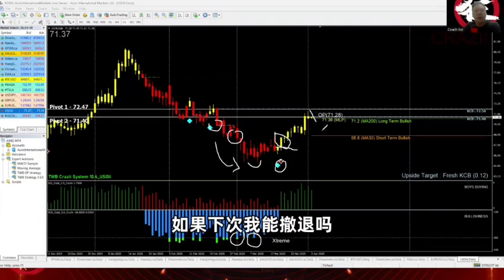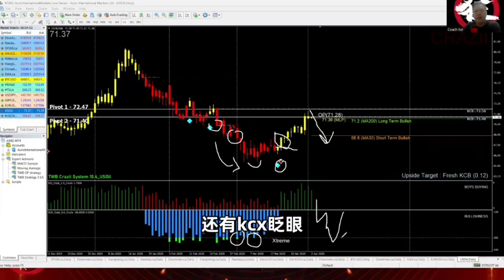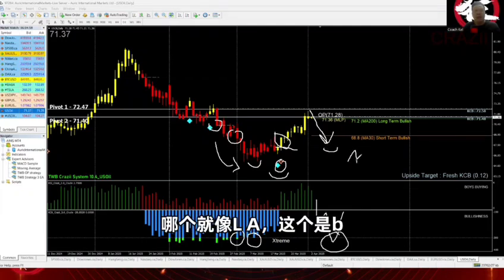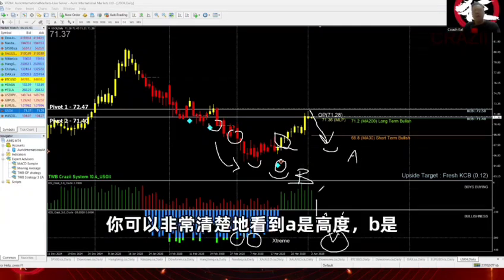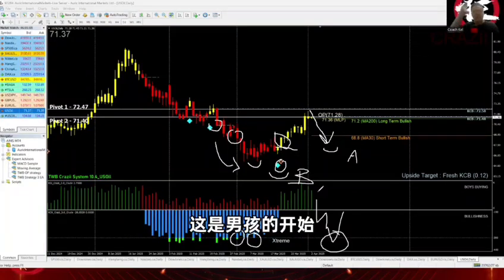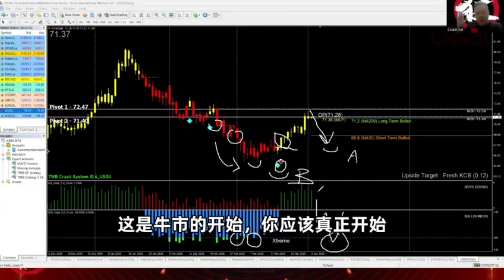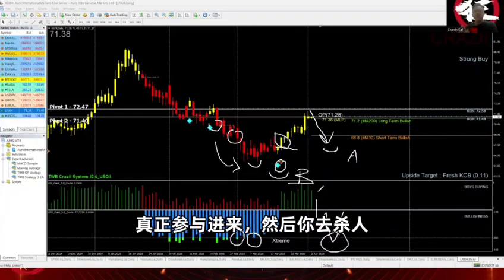If crude oil does pull back the next time, and the KCX blinks, and if this time around the low is higher, which is like, this is A and this is B, and you can see very clearly A is higher than B, oh gosh, this is the start of the bull market already. This is whereby you should really get involved, and then you go for the kill.